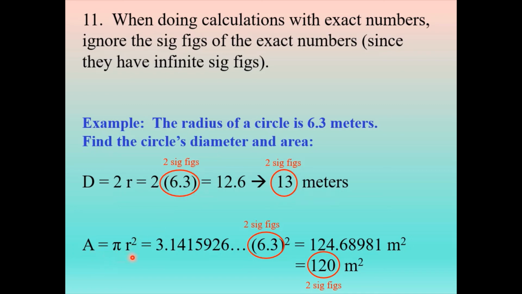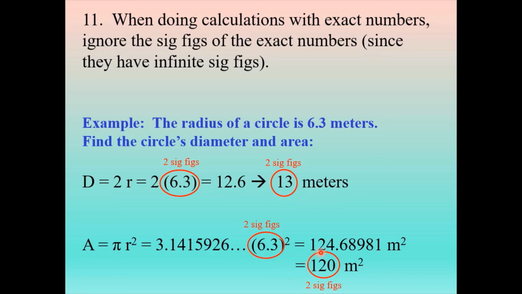Likewise, we did one like this earlier. The area of a circle is pi r squared. So here's pi. Remember, it has an infinite number of sig figs, so just ignore that. It's perfectly precise. What determines our answer is the r, the 2 sig fig number 6.3. So when we do this all in our calculator, pi times 6.3 squared, we get 124.68981 square meters, but we have to round this number to 2 sig figs because that's the least amount of sig figs in our calculation.